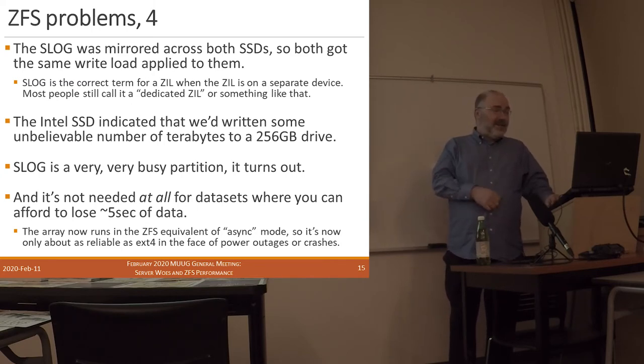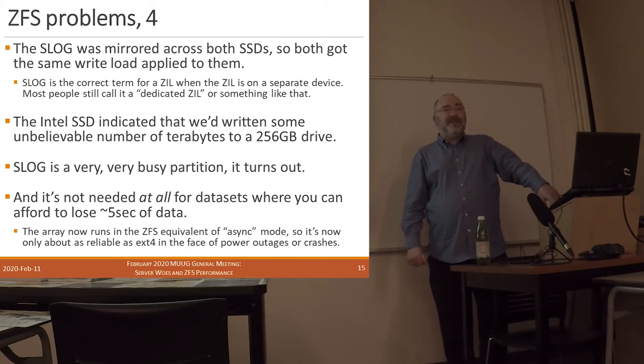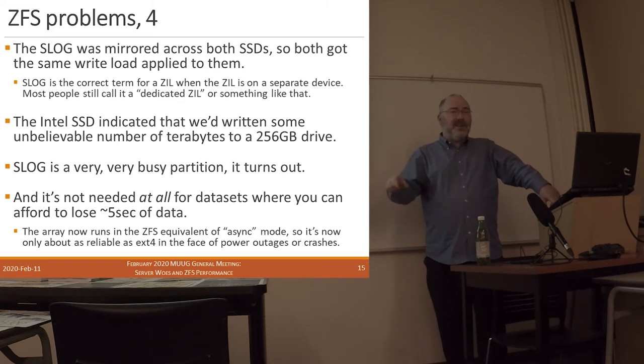And it turns out that the SLOG is an extremely busy partition. Every single write to the ZFS array causes a minimum of one write to each device in the SLOG mirror set. So that's fine. We turned off atime. We turned off, what's the other variant on atime? I forget what it's called.